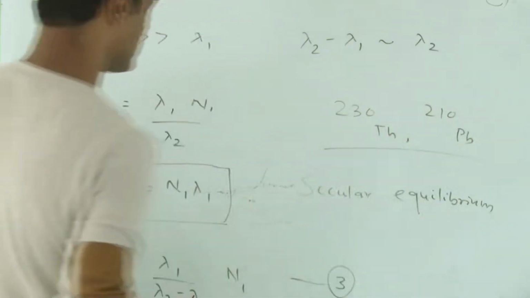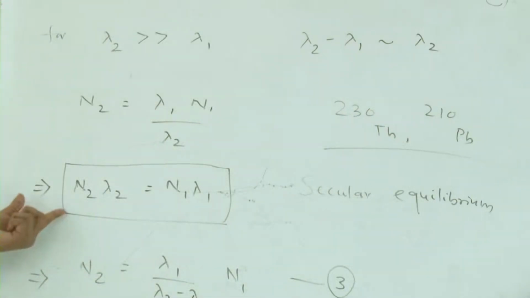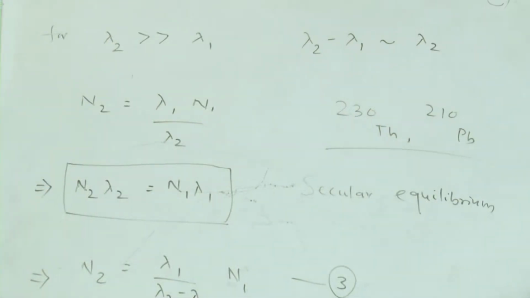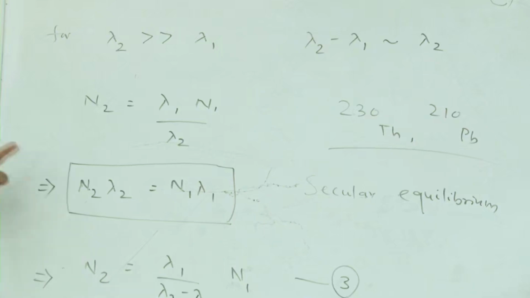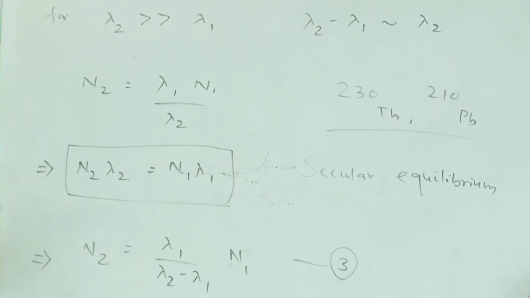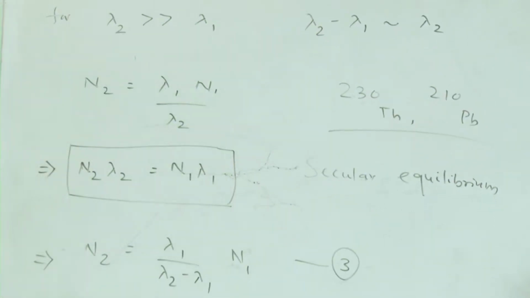These kinds of dating schemes heavily rely on the secular equilibrium or its disequilibrium, and that is what we will discuss when we try to understand the application of 230 thorium and 210 lead for chronology or calculating sedimentation rates. We will discuss that in detail, but please remember that when the activities of a parent and daughter radionuclide are the same, that is called secular equilibrium.